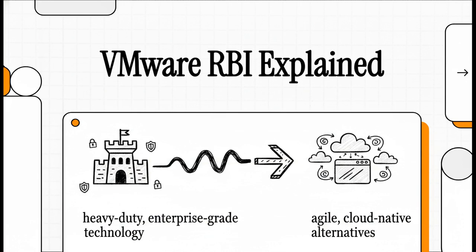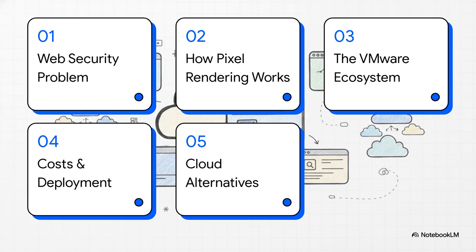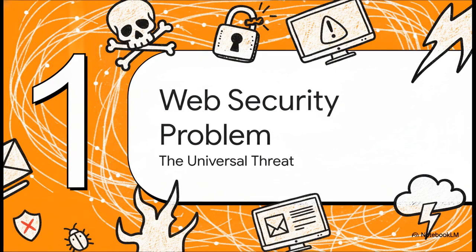Let's get right into it. Here's how we're going to tackle this today. First up, the web security problem. Then, we'll look at how pixel rendering works, explore the VMware ecosystem, talk about enterprise costs and deployment, and finally, look at cloud alternatives. All right, part 1, the web security problem.